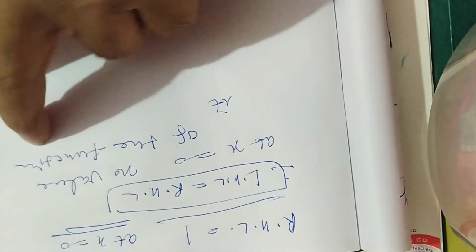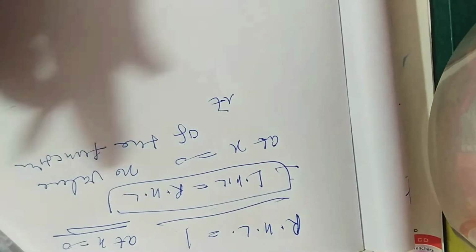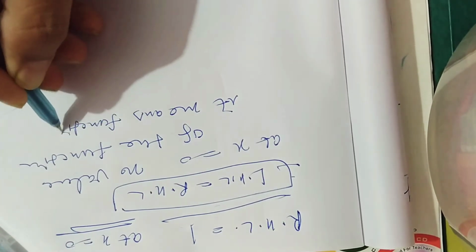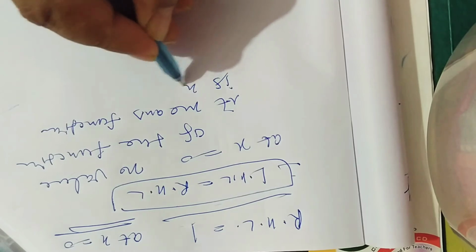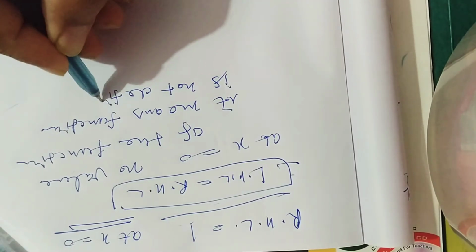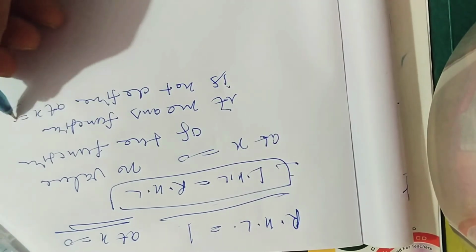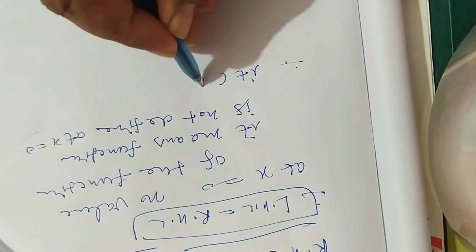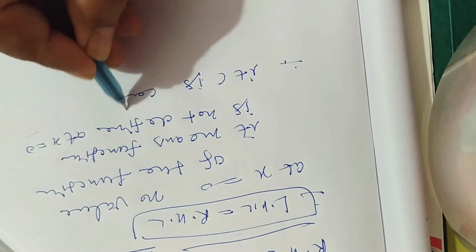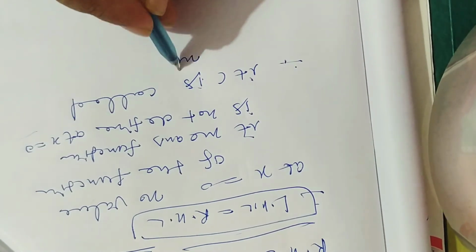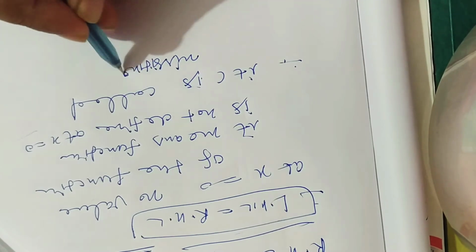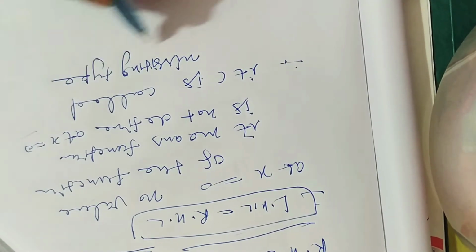It means the function is not defined at x equal to 0. Therefore it is called missing type discontinuity.